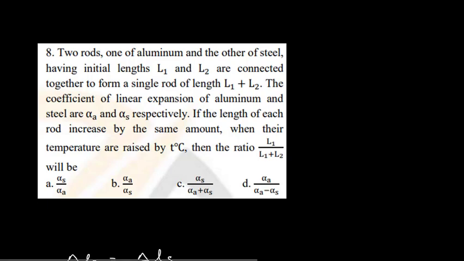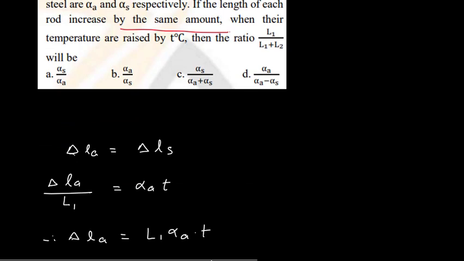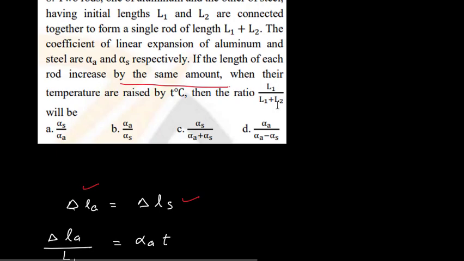The coefficients of linear expansion of aluminium and steel are alpha A and alpha S respectively. If the length of each rod increases by the same amount when their temperatures are raised by T degrees Celsius, then find the ratio of the initial length L1 upon L1 plus L2. What is given? The length of each rod increased by the same amount, which means delta L for both of them is the same. So delta L of aluminum is the same as delta L of steel.